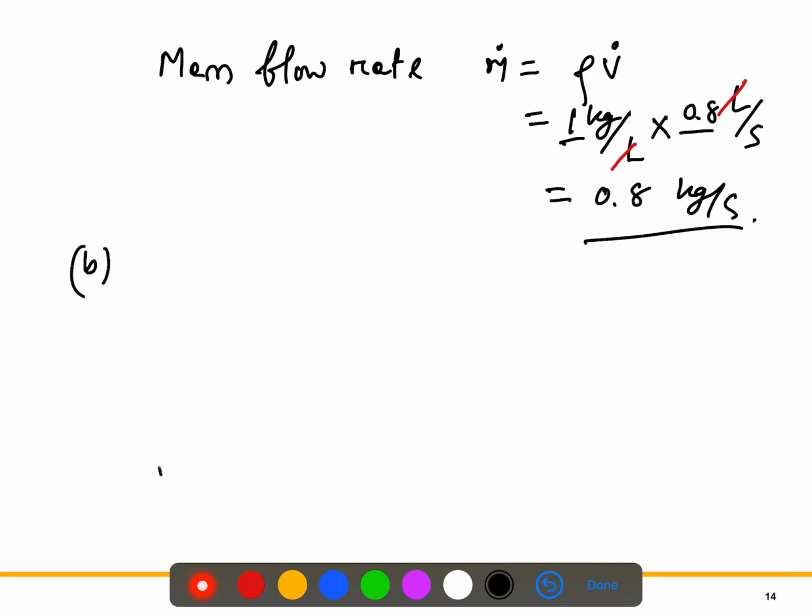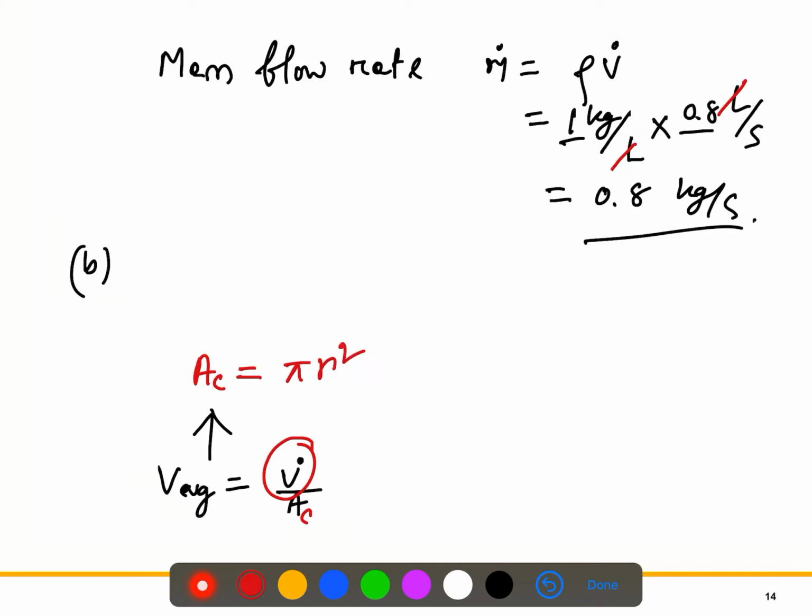The average velocity, let me write it down this way. The average velocity is equal to the volume flow rate over the cross-sectional area. That we know, the formula. We already know the volume flow rate, and we don't know the cross-sectional area, AC. So now we need AC, the cross-sectional area. And the cross-sectional area of a nozzle is pi r squared.